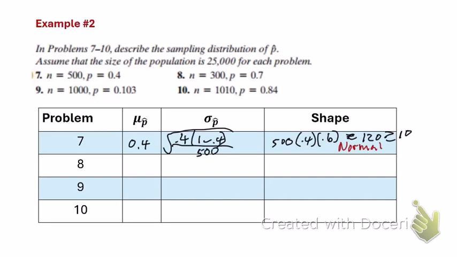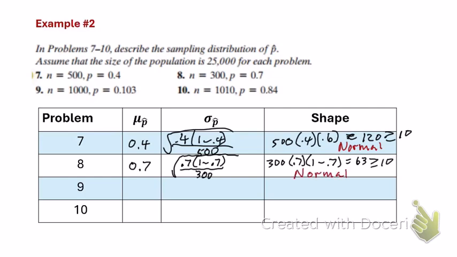How about the next one? There's the middle. I think I might have gotten this one right even. I'm getting 63 for the number, and since that's greater than or equal to 10, normal. Number 9, where's the center? Exactly where the population center is.